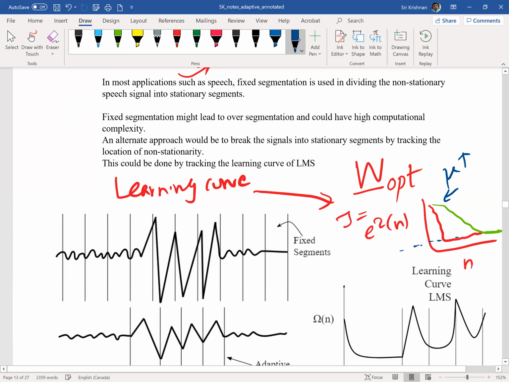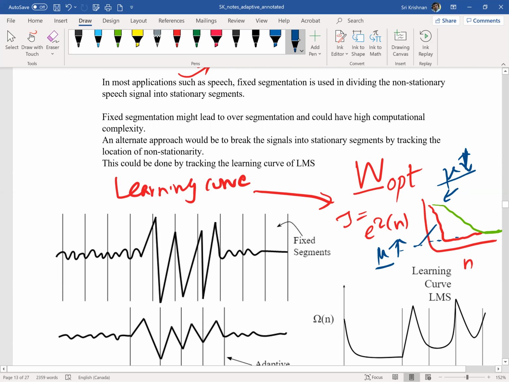Whereas in the red one, the mu is higher, and the mu is smaller in the green one. Okay, a smaller step size takes a longer time, a larger step size takes a shorter time. So the mu is higher with the red line, and the mu is smaller with the green line. So this is a simple example with the least mean squares technique that we saw.